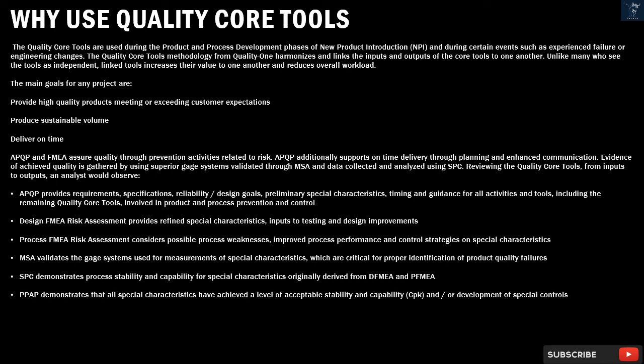MSA validates the gauge systems used for measurements of special characteristics, which are critical for proper identification of product quality failures. SPC demonstrates process stability and capability for special characteristics originally derived from DFMEA and PFMEA. PPAP demonstrates that all special characteristics have achieved a level of acceptable stability and capability (CPK) and/or development of special controls. The common thread that all quality core tools share is the special characteristics.